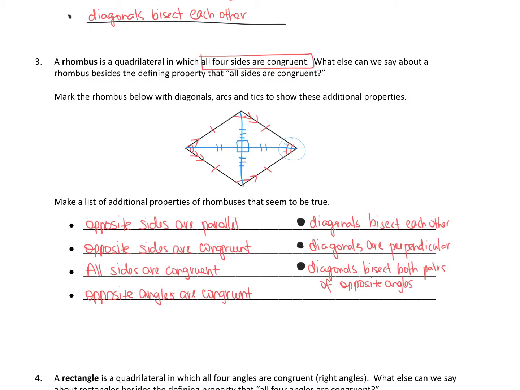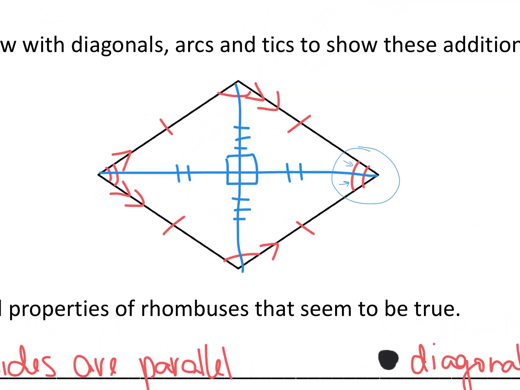Okay, and this last one, diagonals bisect both pairs of opposite angles. Remember that applies to over here on the right, over here on the left, here on the top, here on the bottom. All of those angles were cut in half or bisected by the diagonals. All right, let's turn the page. Let's do a rectangle.